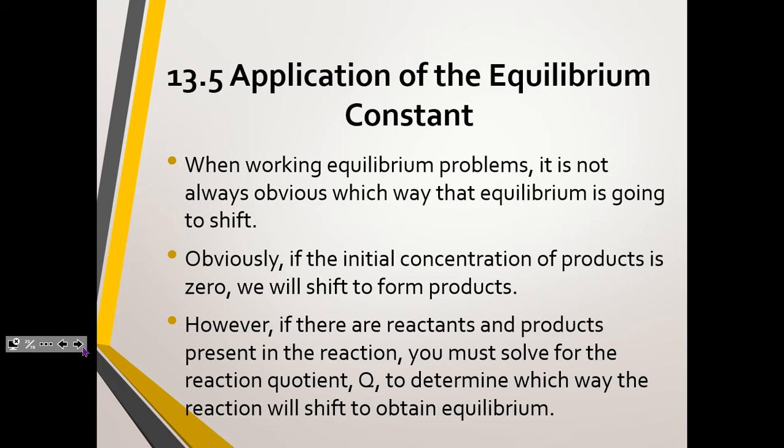So in 13.5 we're going to cover the application of the equilibrium constant. When working with equilibrium problems, it's not always obvious which way the equilibrium is going to shift. Obviously, if the initial concentration of products is 0, we're going to have to shift to form products. However, if there are reactants and products present in the reaction, you must solve for which way the reaction is going to go, which is where we get Q, the reaction quotient, to determine which way it's going to go.